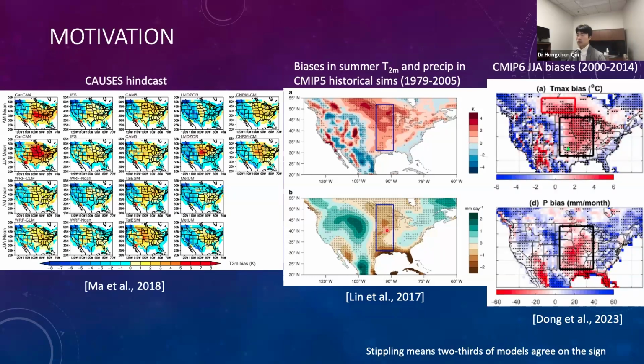In CMIP6 simulations, on the upper right panel, it still has this warm bias of 2-meter air temperature, manifested in the daily maximum temperature Tmax, and also has this dry bias of precipitation. So it's quite systematic across CMIP5 and CMIP6 simulations. What's more, in the short hindcast simulations done by a variety of NWP and climate models in the CAUSES project, which I'll describe a bit more in a few slides, we also see this widespread central US warm bias of T2M during the summertime. So this systematic pattern really needs better understanding. That's why we started this project.